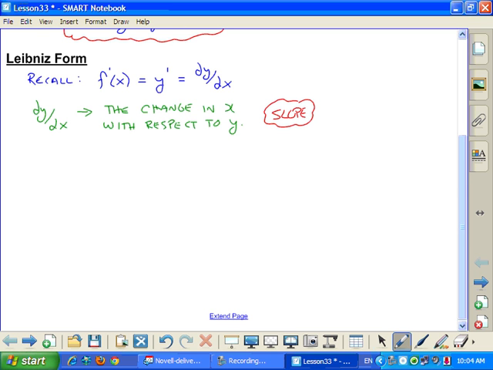I can't stress that enough. So that being said, Leibniz notation is nice because it reminds us of what we're looking at, dy by dx, the change in y with respect to x. All right, so here we go.